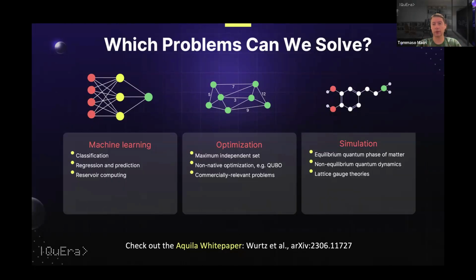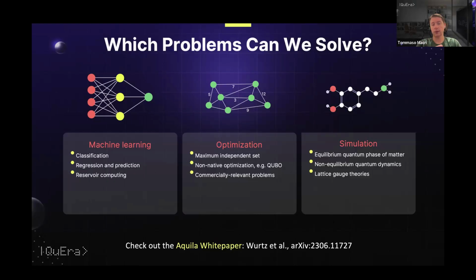The second area is the one that we call combinatorial optimization, that is based on the solution or minimization of a complex cost function that in principle has a multiple number of optimal or suboptimal solutions to choose from. One class of problems that are particularly suited to be essentially solved with this device are what are called the maximum independent set problems, which turn out to be a kind of native problem that can be addressed by our devices. There are also other non-native optimization problems that can be mapped into problems that can be solved by Aquila, for example, quadratic and constrained binary optimization problems that turn out to be relevant for commercial applications.